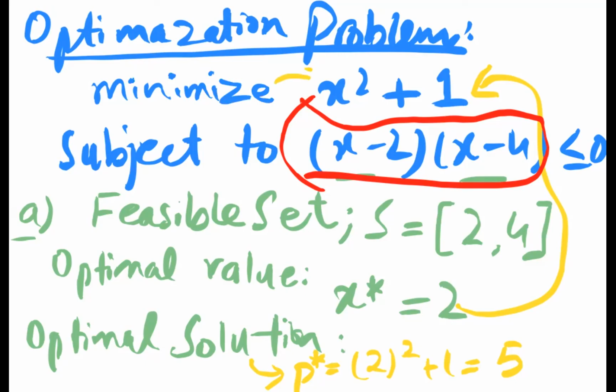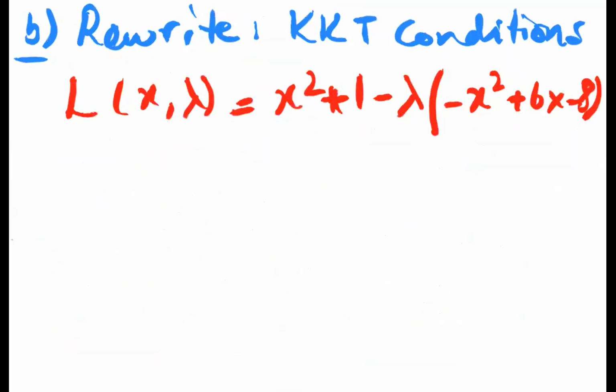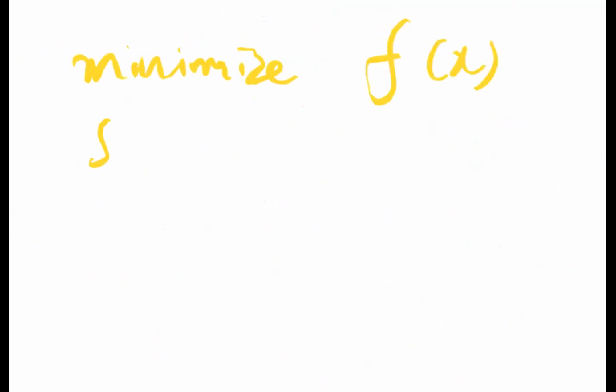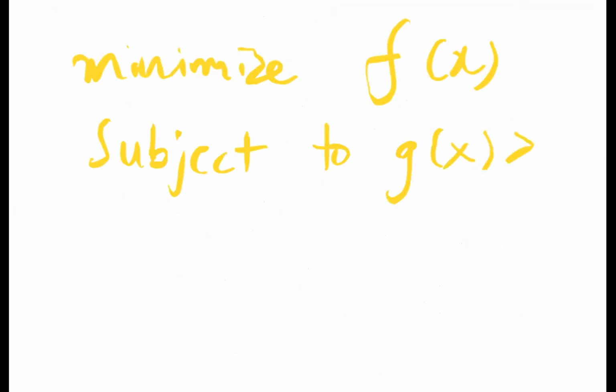We have to minimize this function, and this function is subject to this condition. Okay, so let me just write it in another way so that probably you would understand it better. So we want to minimize f of x, and f of x is subject to, let's say, g of x. Do you understand now or not?